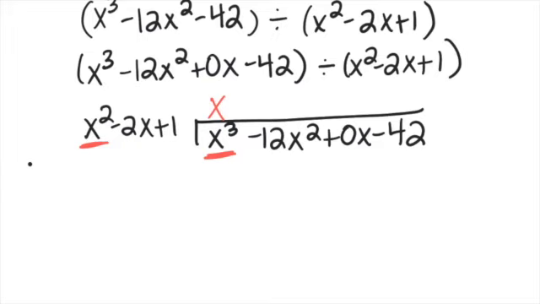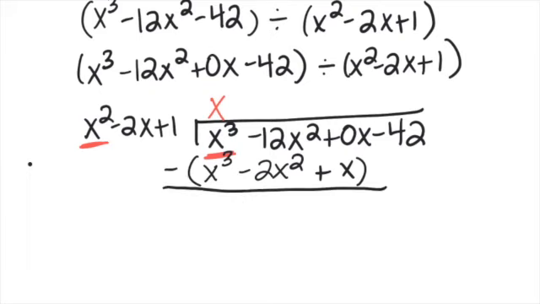Okay. And we're going to distribute that out. So we have x times x squared is x cubed. We have x times negative 2x, so it's going to be minus 2x squared. And x times 1 is going to give me plus 1x, or just x. So we're going to subtract that. All right, so those cancel. Negative 12 minus negative 2, so that's going to be negative 10x squared. 0 minus x is going to be minus x. Bring down your minus 42.